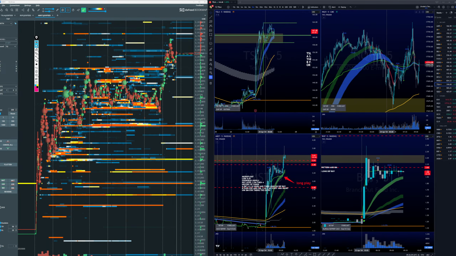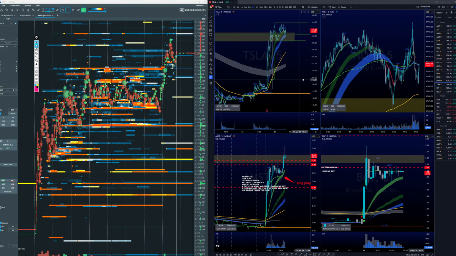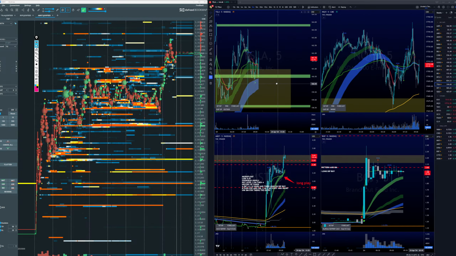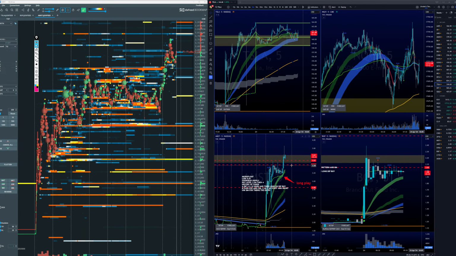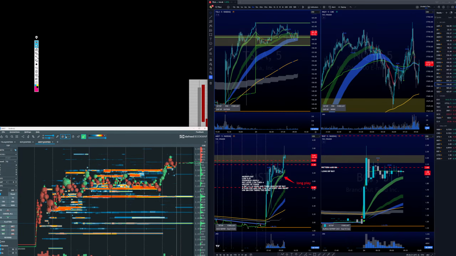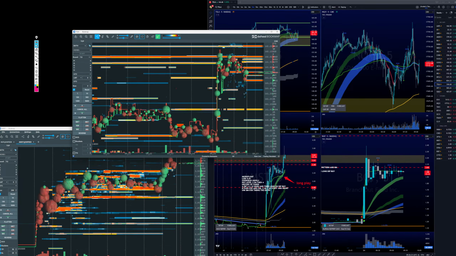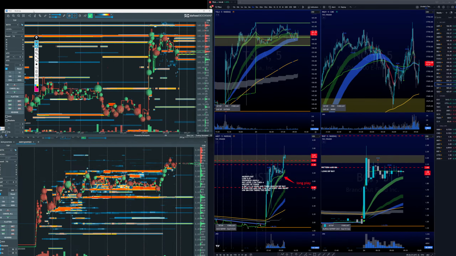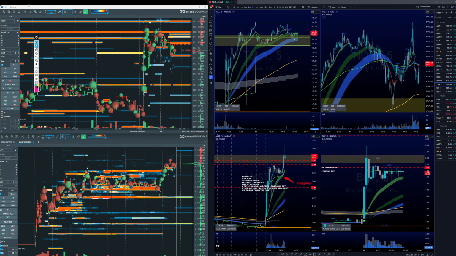So up here I'm gonna put NQ to see the direction. Tesla over here, AMST, and also BOF. I'm gonna start putting AMST down here and Tesla up here. So we have two Bookmap at the same time.